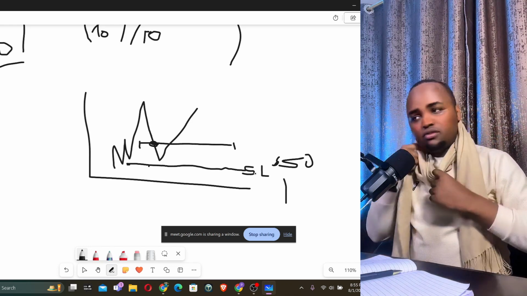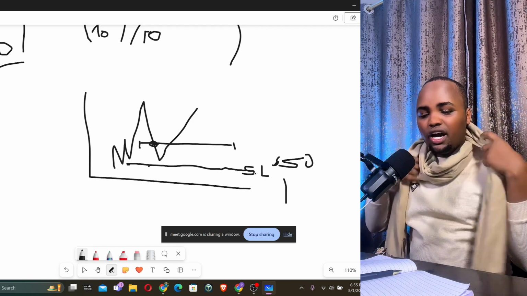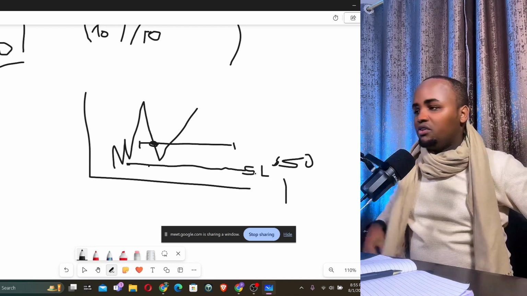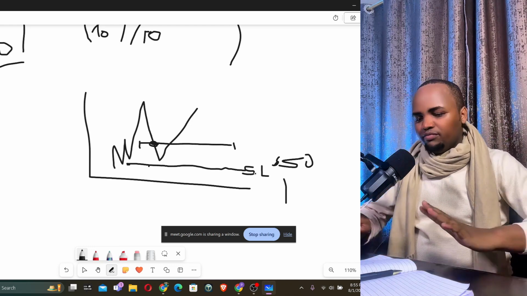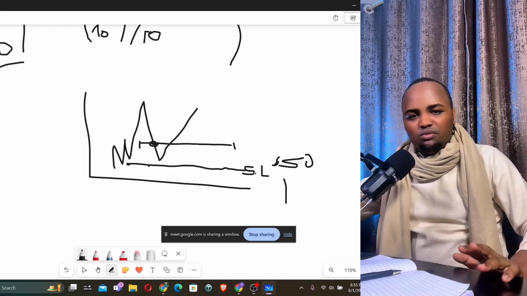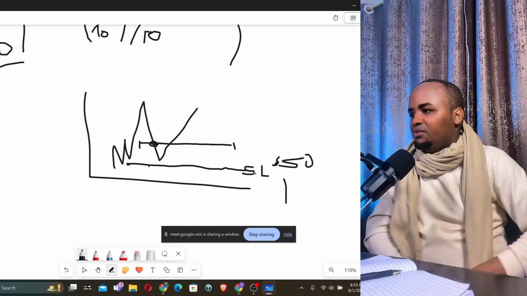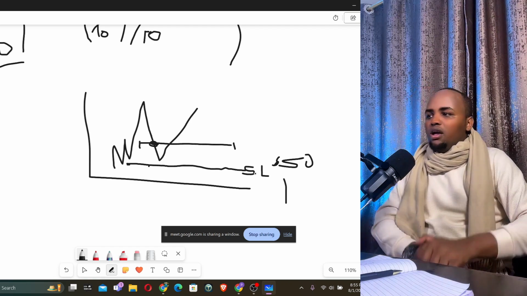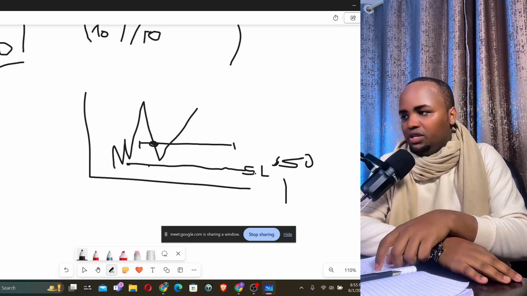So the lot size comes after identifying the stop loss and knowing how much you want to risk on that trade. I know maybe some people, don't worry, you will just understand with time. So the lot size here, that is the lot size you can actually use around that area.